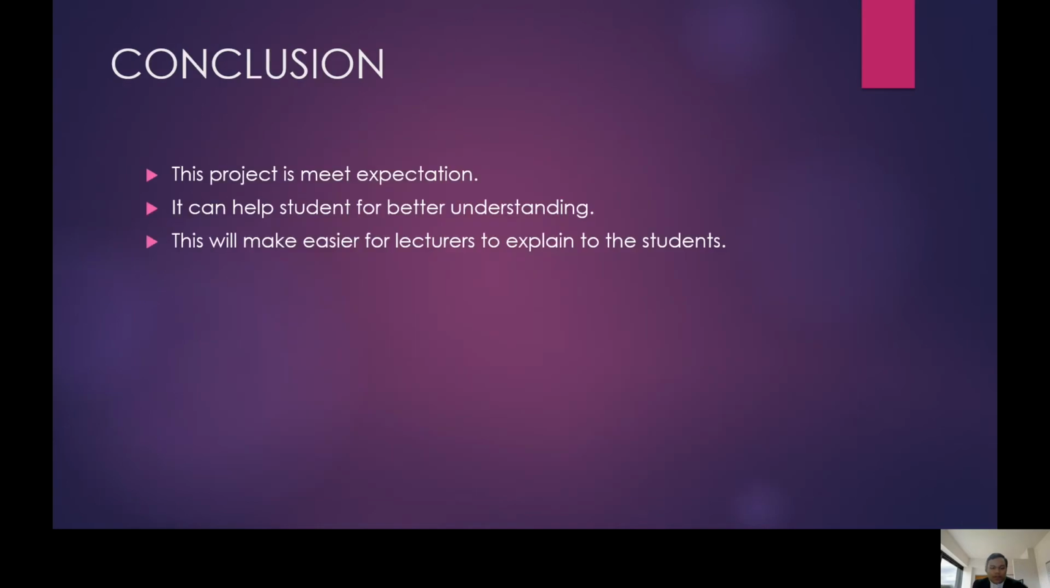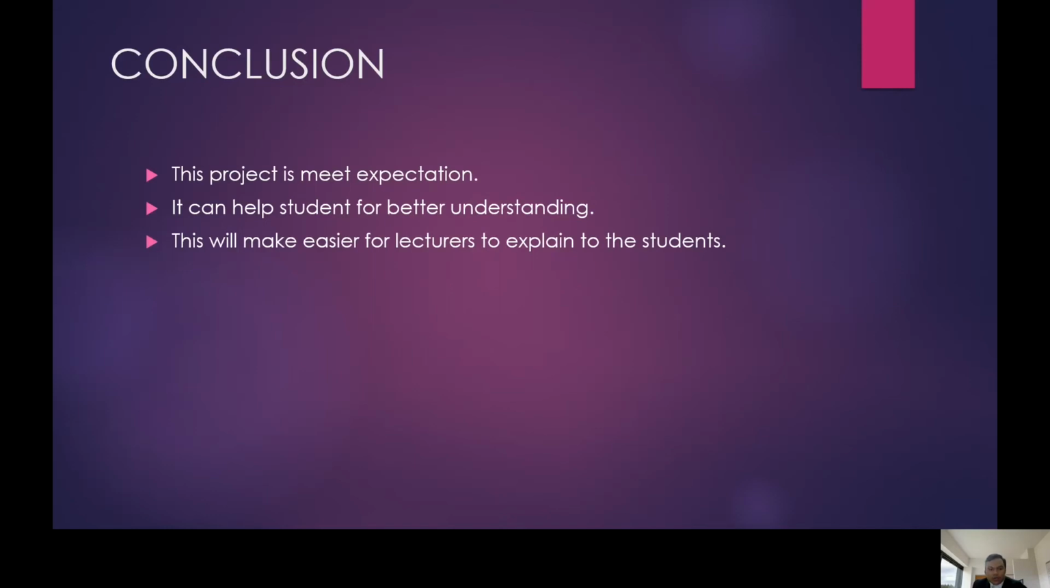Conclusion. Okay, this project meets expectation, which means it was successfully carried out up to making and assembling the cardboard to make the radial engine. The second one is it can help students for better understanding. This opportunity is for current aviation students to fill their knowledge and skill with future engine and the historical as well. An engine mockup design makes it easier to understand the engine rather than learning theoretically.